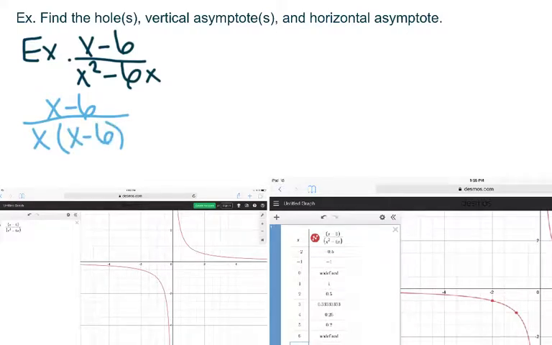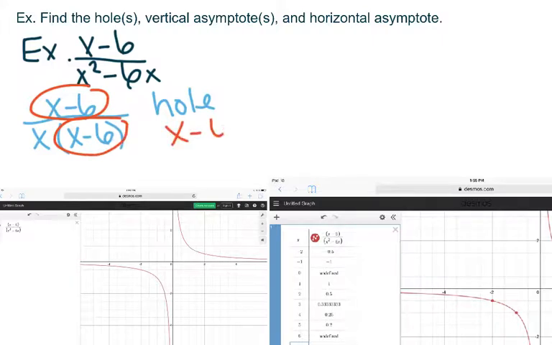So my hole is anything they have in common on top and bottom. Notice that they both have that x minus 6, so that's going to be my hole. I'm going to set that equal to 0. So I have a hole at x equals 6. So right here, that was my hole. Alright, so once I have that, I'm done.